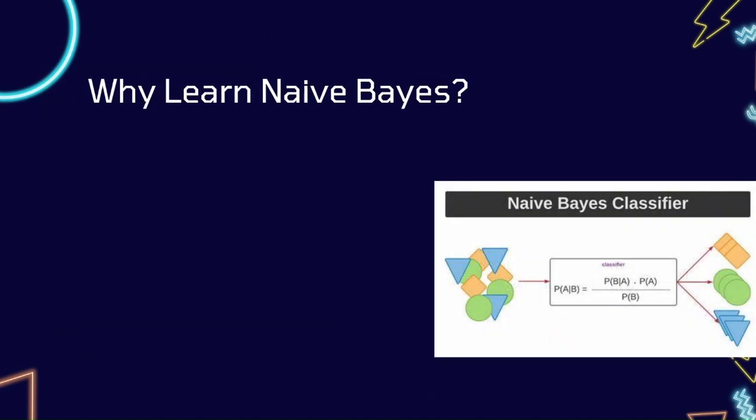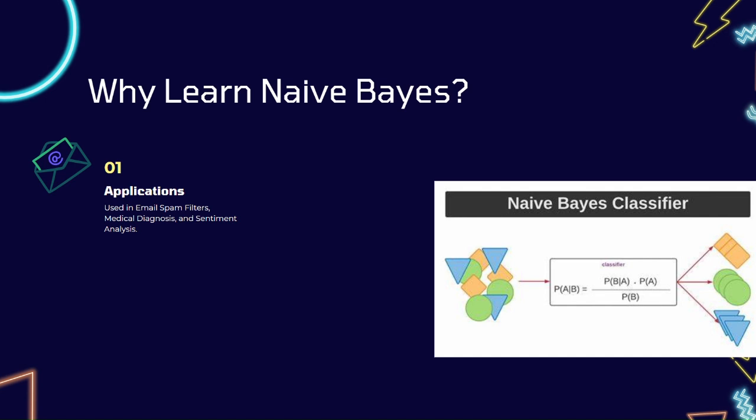Now we have seen how Naive Bayes works. Let's answer an important question. Why should we learn Naive Bayes in the first place? There are three big reasons. First one, applications in real life. Naive Bayes is used in many areas of machine learning and AI that impact us every day.